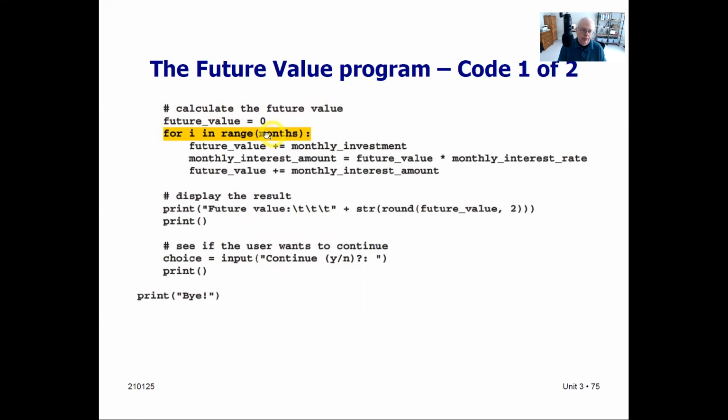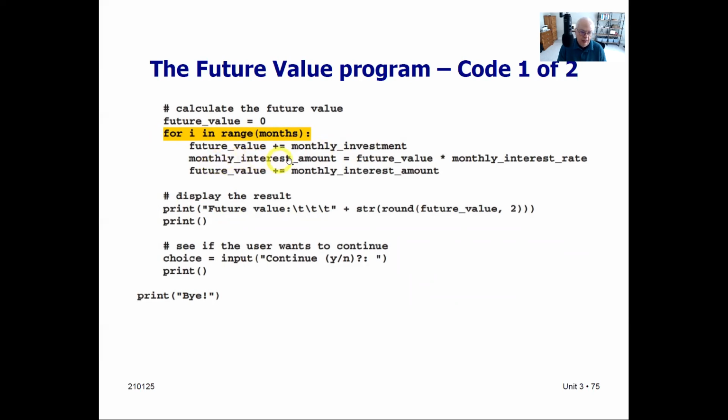Always remember that in range. It's a little confusing to get used to. So for i, the iterator, in keyword, range, whatever number of months we came up with. So the future value is going to be increased by the monthly investment, okay?